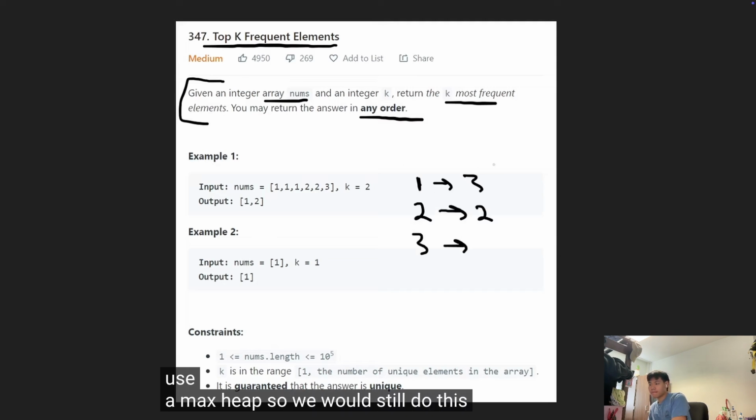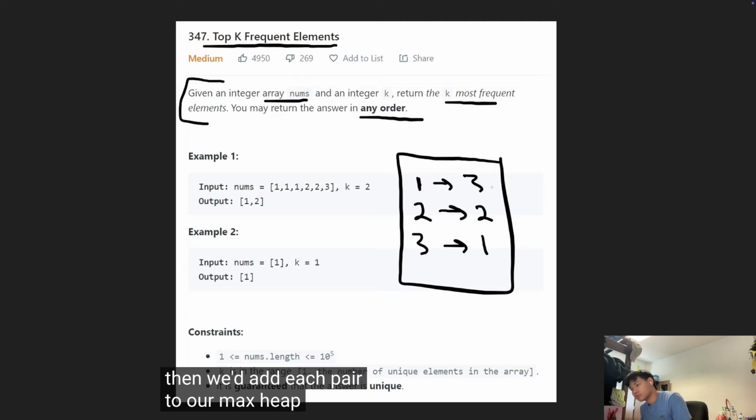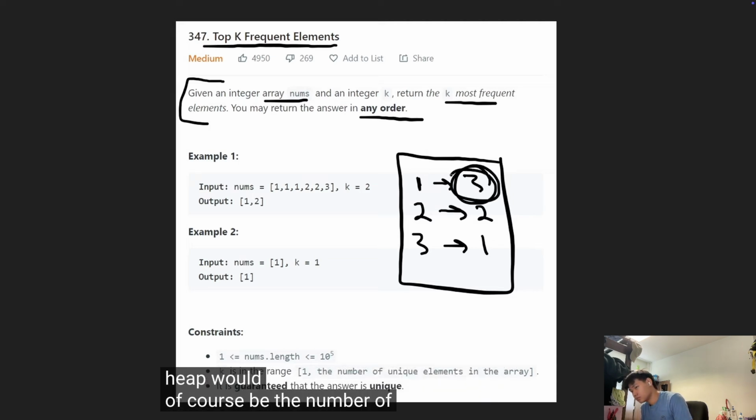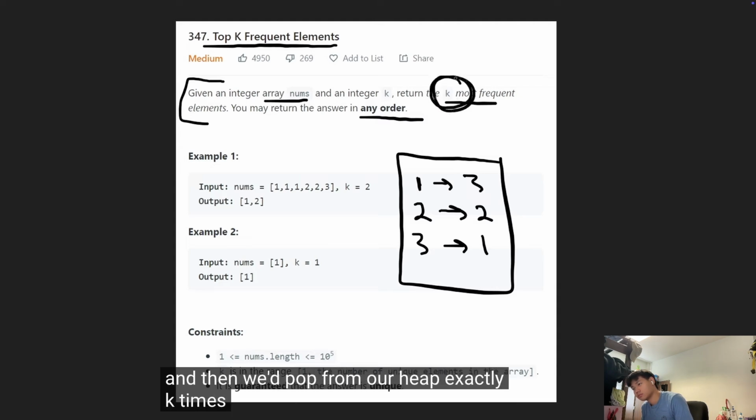So we would still do this whole operation where we count the number of occurrences of each value, and then we'd add each pair to our max heap. And the key of this max heap would, of course, be the number of occurrences, so the count. And then we'd pop from our heap exactly k times. So why is this more efficient?